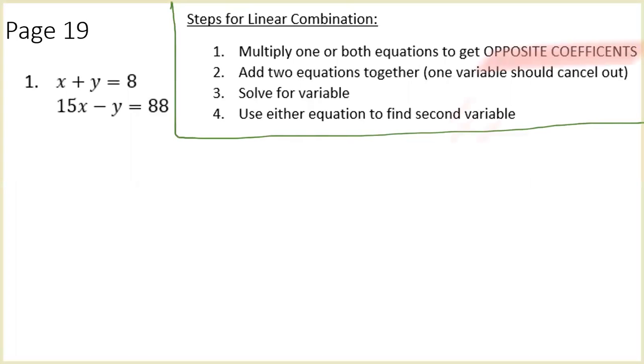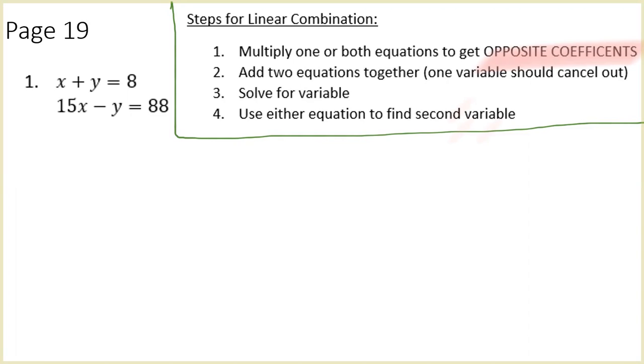So the key for elimination is you want to have opposite coefficients. So opposite coefficients are numbers, same number, opposite sign. So for example, 3 and negative 3, 2 and negative 2, 4 and negative 4. So those are opposite coefficients.